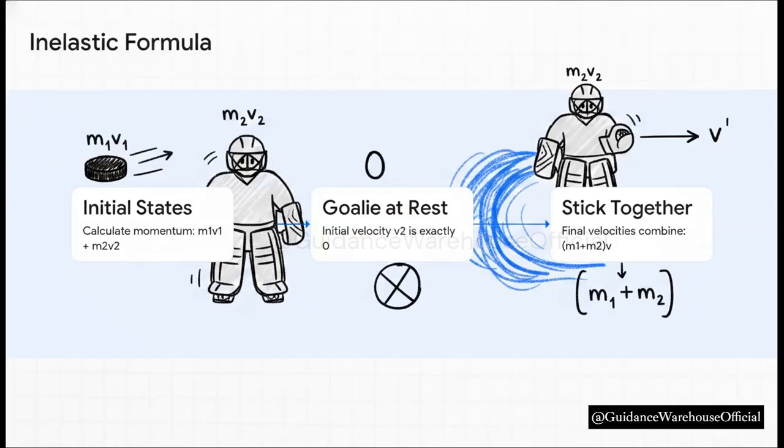Let's build this step by step into our perfectly inelastic formula. Step 1, we expand momentum into mass times velocity. So m1 v1 for the puck plus m2 v2 for the goalie. Step 2, our goalie is initially at rest, so their velocity, v2, is 0. That means the whole second term just drops out entirely. Step 3, here is the magic of the perfectly inelastic collision. Because they stick together, their final velocities are exactly the same. We'll just call it v prime. So we combine their masses, giving us m1 v1 equals the combined mass of m1 plus m2, all multiplied by their shared final velocity, v prime.